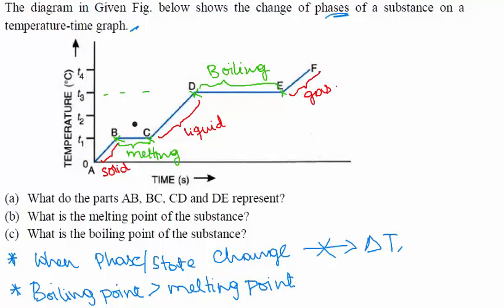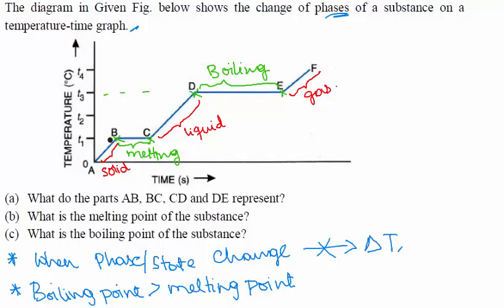So the substance, initially at temperature A, will be solid till B, and then it will undergo the melting process from B to C, and then from C to D it is in the liquid phase. From D to E it will undergo the boiling process, and from E to F it is again in the gaseous state.